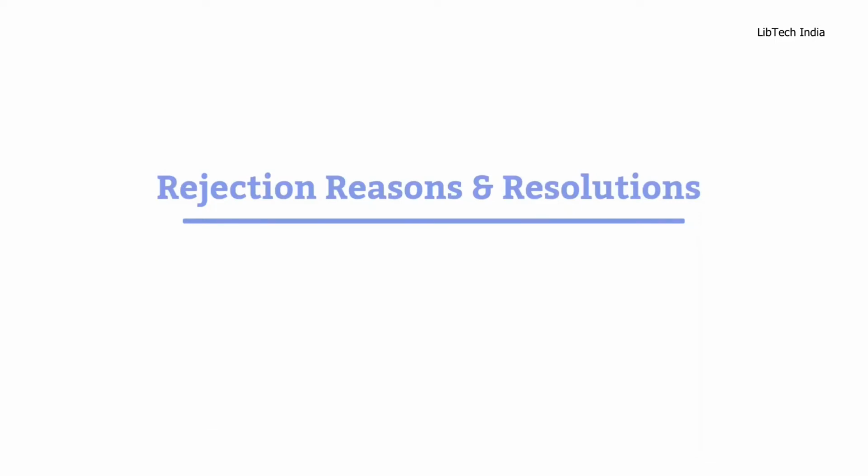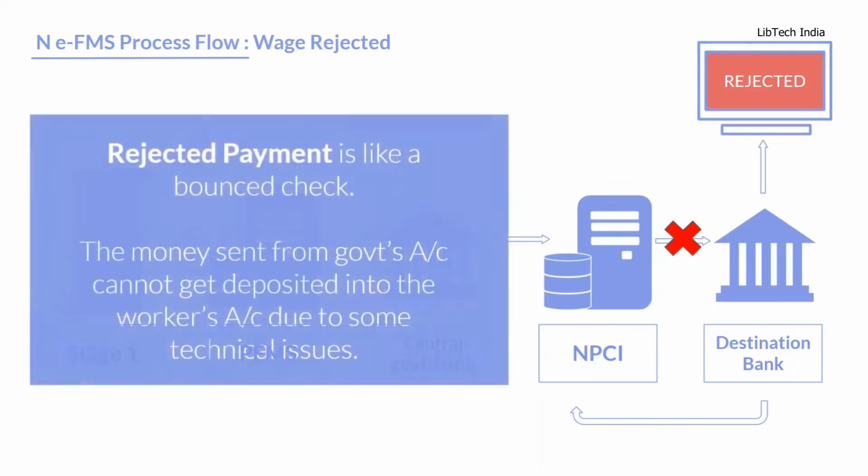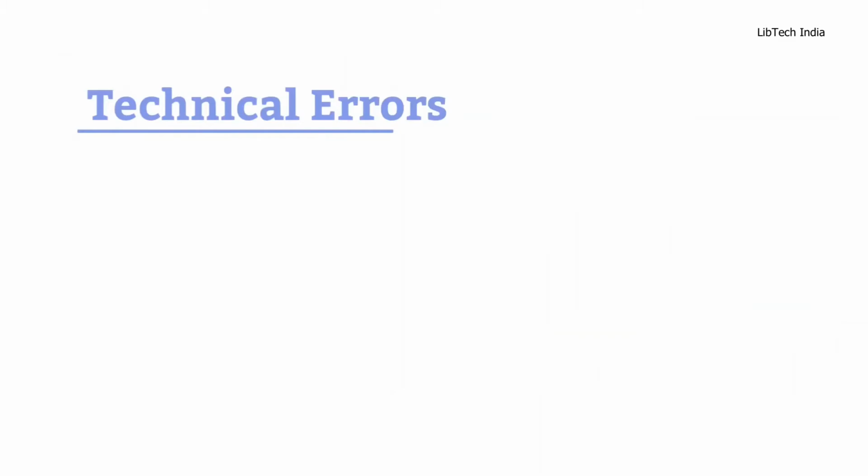In this video, we will take an introductory look at reasons for rejected payments and their resolutions. Rejected payments on the NREGA are basically failed transactions, when the payment is not able to get deposited into the worker's account due to some technical error. It becomes basically like a bounced check. NPCI is trying to deposit the money in the worker's account, but the worker's bank is not allowing the credit to take place. In NREGA, this happens due to three broad technical reasons.